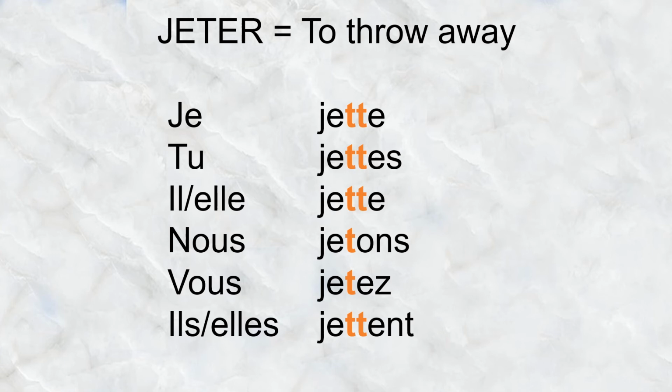And then we no longer have the et sound because we have a sound at the end. So we're going to say nous jetons, vous jetez. But here, because we have an E again, remember the ENT is silent in French, so we're going to say il or elle jette.